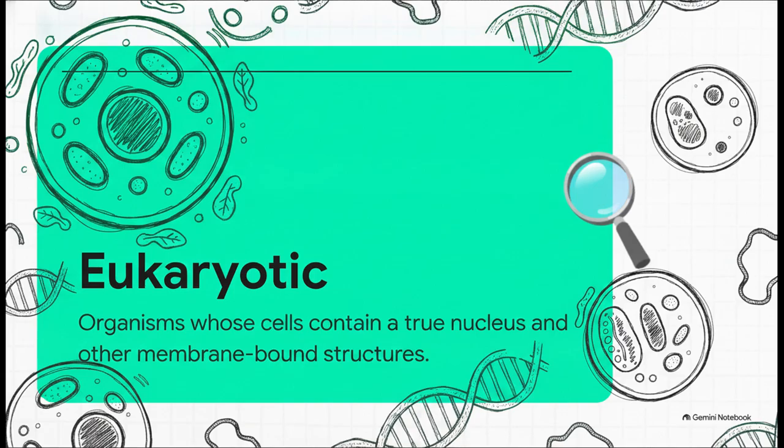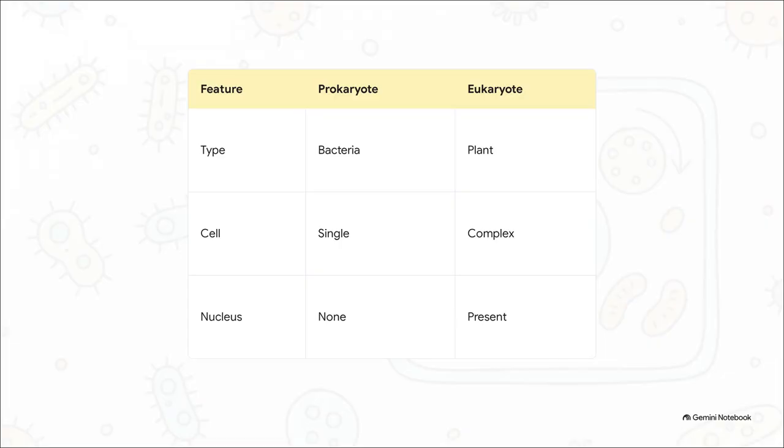E-U-K-A-R-Y-O-T-I-C. This is the scientific term for complex cells, like the ones found in plants, and hey, in you. These organisms contain cells that have a true nucleus. Think of it as a dedicated, protected manager's office for all their genetic blueprints. Plus, they have other specialized membrane-bound structures. They are highly organized. Let's actually put them side by side.